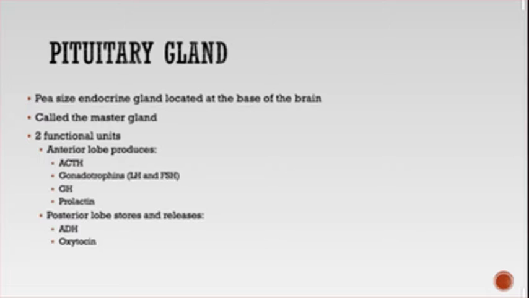The anterior lobe produces ACTH, gonadotropins, which are your LH, or luteinizing hormone, and your follicle stimulating hormone, or FSH, and then your GH and your prolactin. The posterior lobe stores and releases ADH and oxytocin.